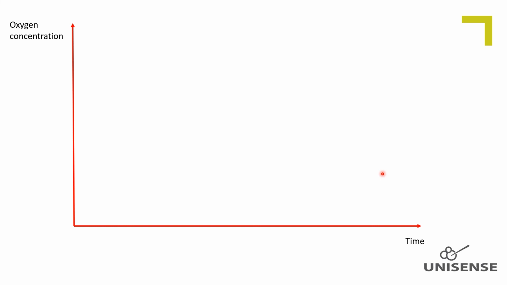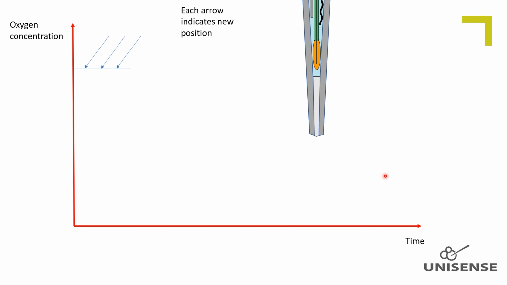We have oxygen concentration on the y-axis and time on the x-axis. We start the profiling and observe the online signal. The arrows indicate each depth increment. After some increments, we hit the matrix and the sensor signal starts to decrease with each increment until we reach 0 oxygen in a given depth.